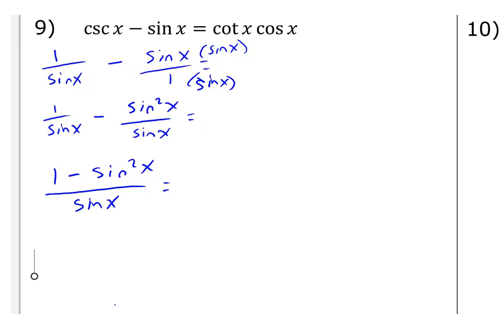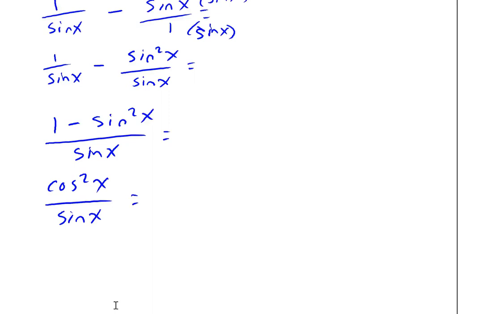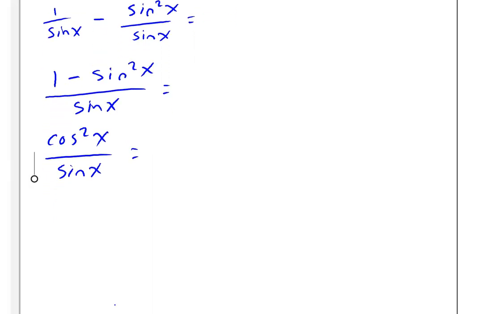So I can go ahead and make that substitution and say cosine squared x over sine x equals. Alright, now I don't have sine squared, so I can't say cotangent squared. But what I can do is split this up. So cosine squared is the same thing as cosine x times cosine x. And so now I've got sine.